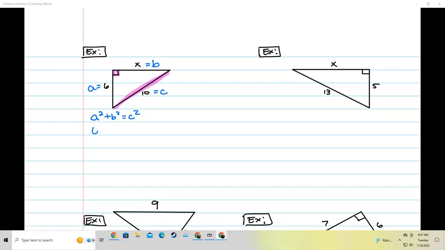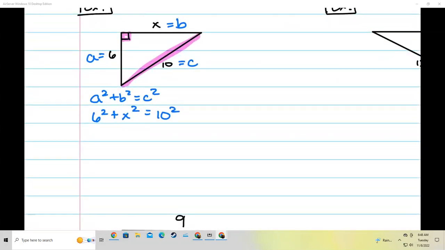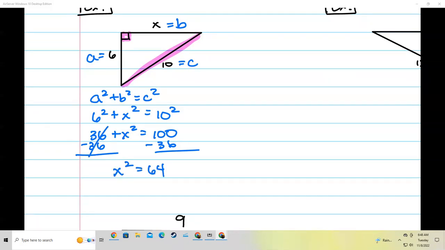I'm going to write 6 squared plus X squared is equal to 10 squared. So it changes a little bit this time. 6 squared, that's 36, plus X squared is equal to 100. I'm going to subtract 36 on each side. I get X squared is equal to 64. And I square root both sides. Thankfully, I know the square root of 64. The square root of 64 is just 8. And so I get my answer that way.